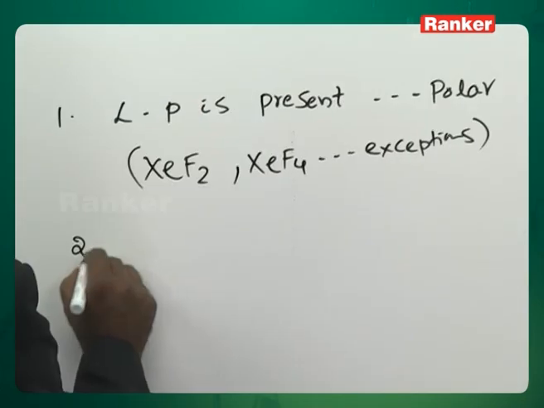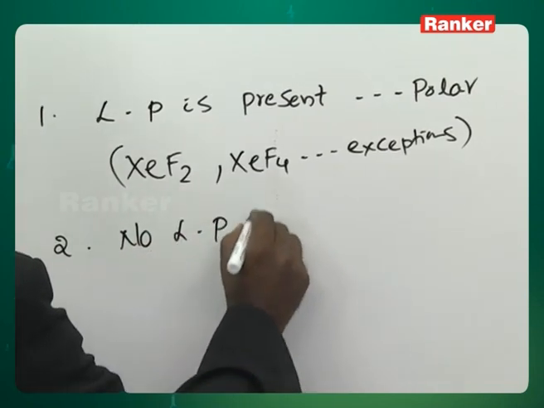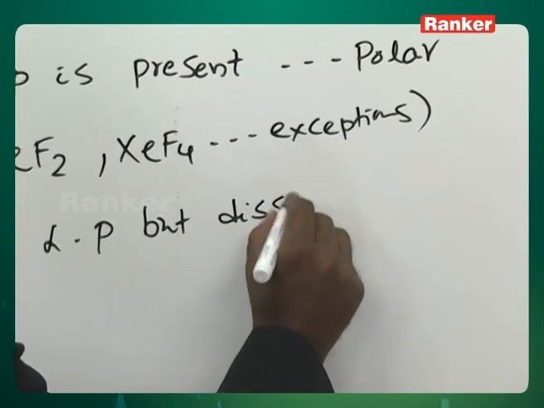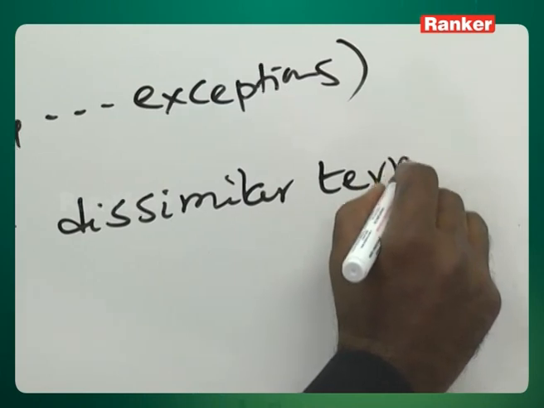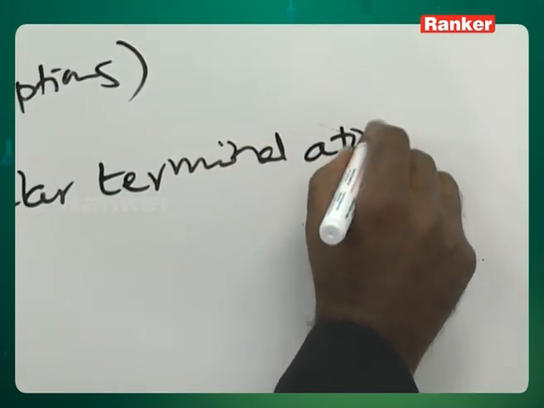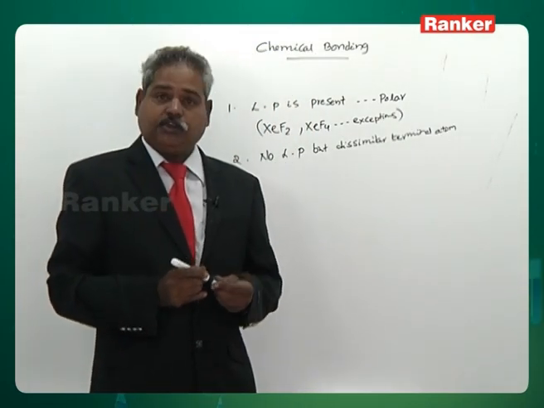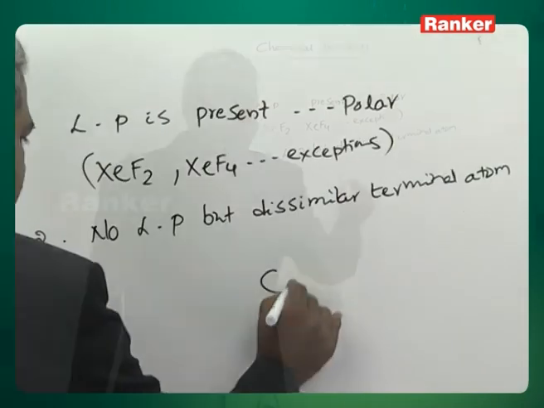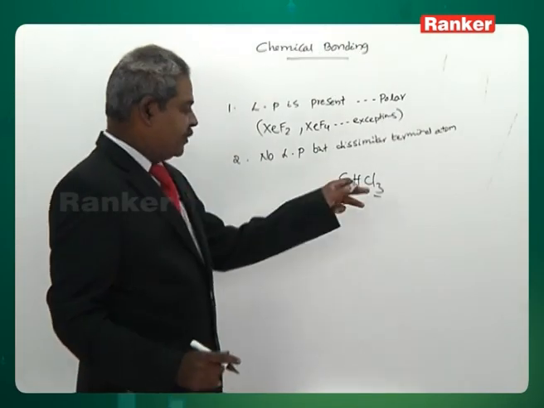Case 2. No lone pair, but dissimilar terminal surrounding atoms. SO3, who are the terminal atoms? 3 oxygens. All 3 are oxygens, they are similar. But CHCl3, look at CHCl3. You have 1 hydrogen and 3 chlorines, they are not similar.